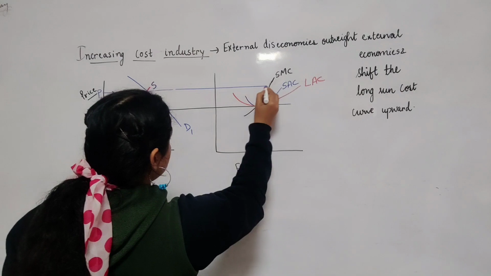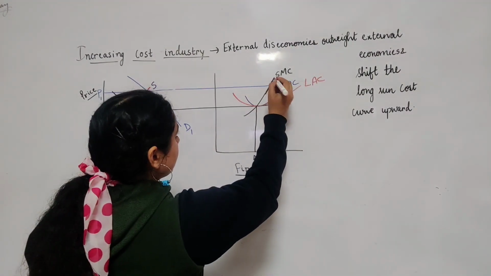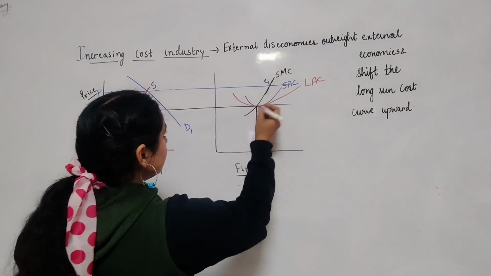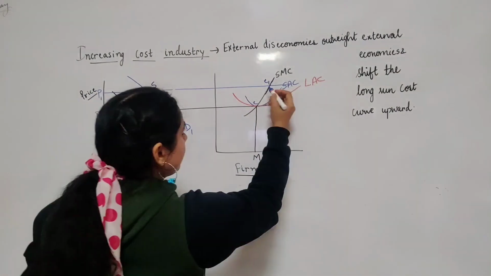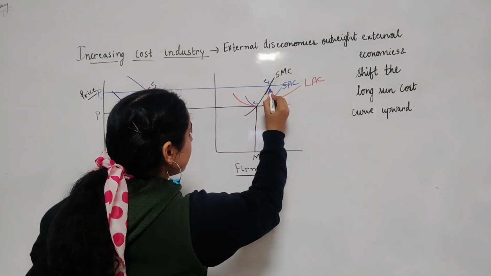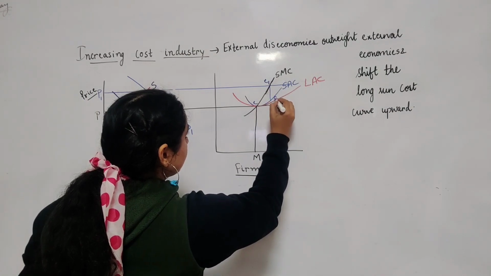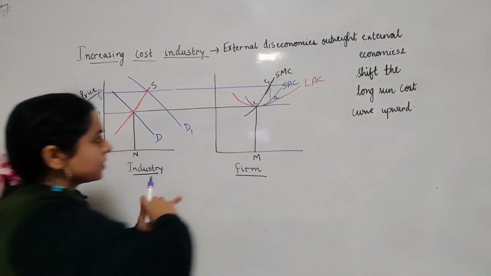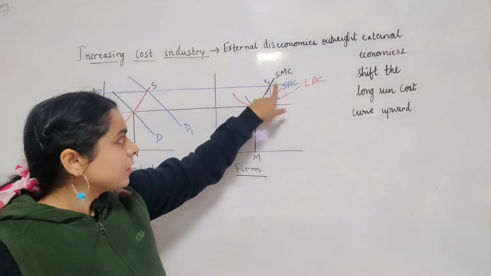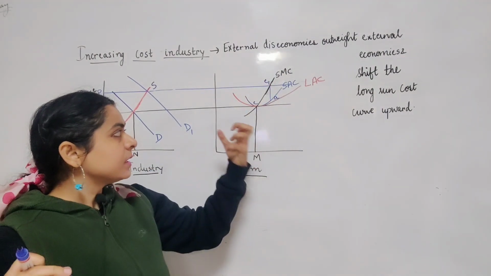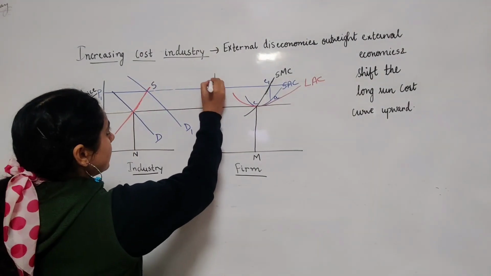Now at this price P1, the firm is in equilibrium at this point E1. Earlier it was point E. Now at this price, the firm is earning excess profits or supernormal profits to the extent of AE1. The firm is earning this much excess profit because the new price for the firm here is P1.